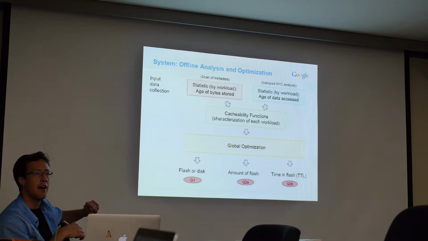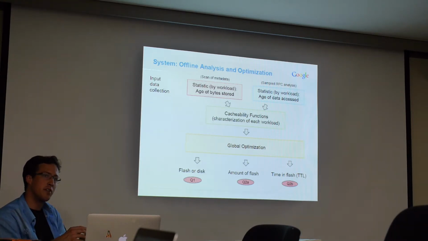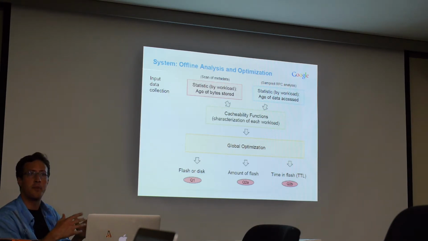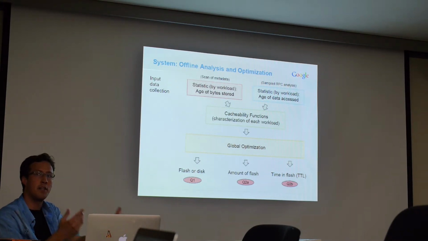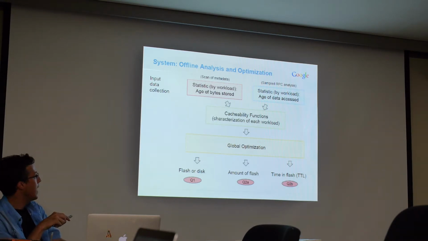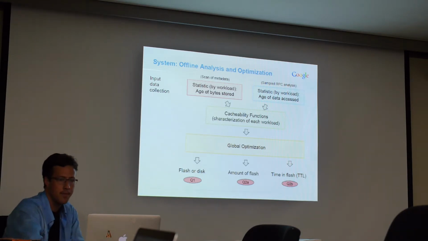Because that's really what we're after, is taking I/O operations off of disk and moving them onto flash, because that gives us the best total cost of ownership for our provisioning choices about how much flash and disk we need to purchase. And the outputs of this optimization are, should an individual file have been placed on flash or disk, how much flash is needed, and how long it should live in flash before it's evicted to disk.